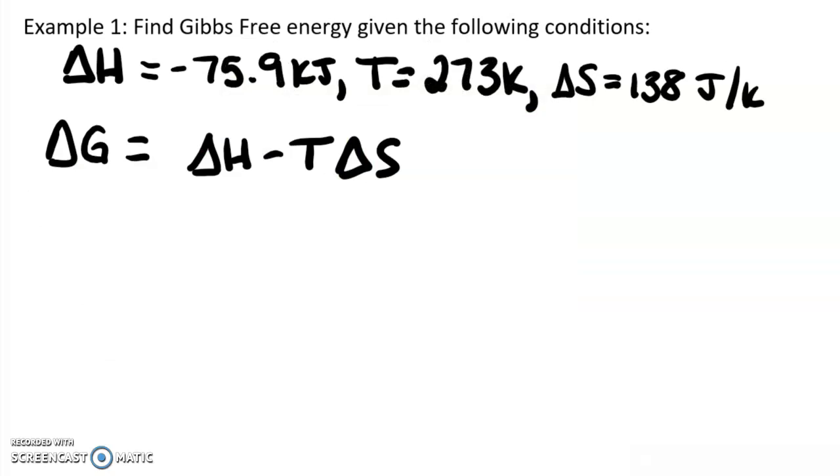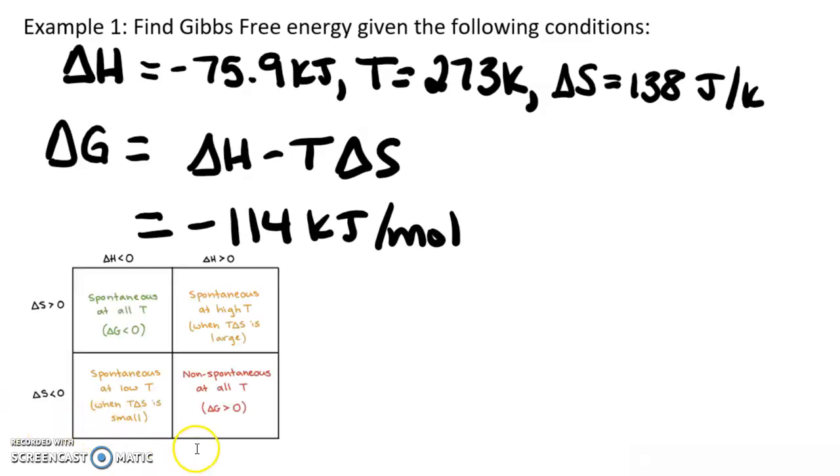So let's say we have a reaction that contains the following conditions. It's an exothermic reaction. It's happening at 0 degrees Celsius. And it is also going to be tending towards disorder, because delta S is positive. So if I'm plugging those values into my equation, just as they're listed, I'm going to get a delta G value of negative 114 kilojoules per mole.